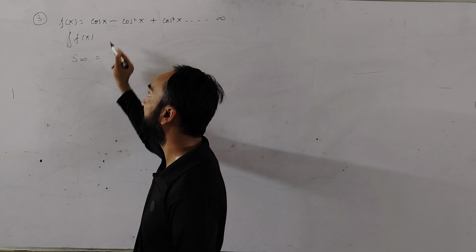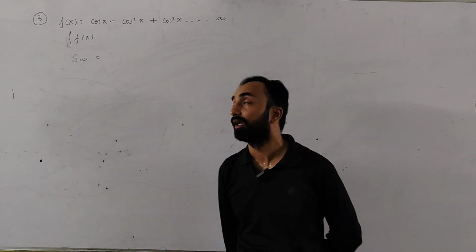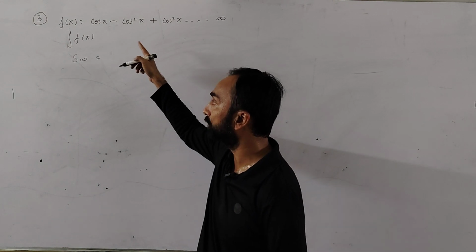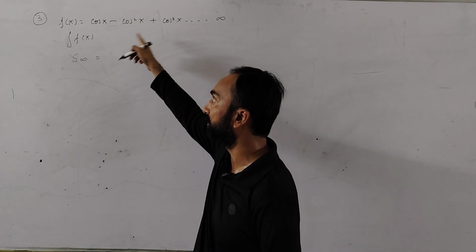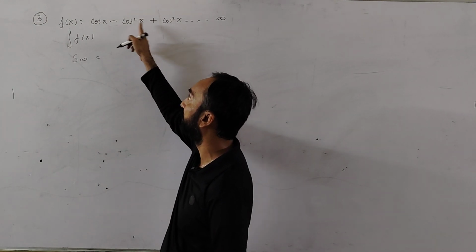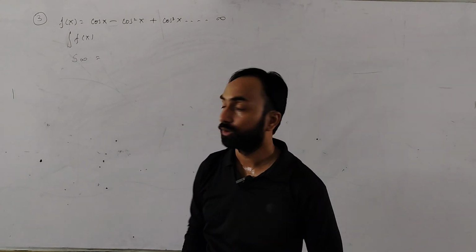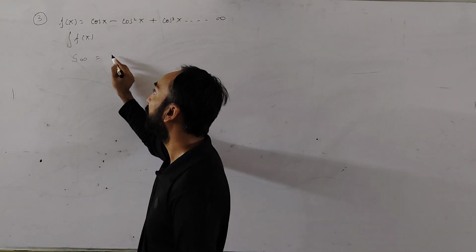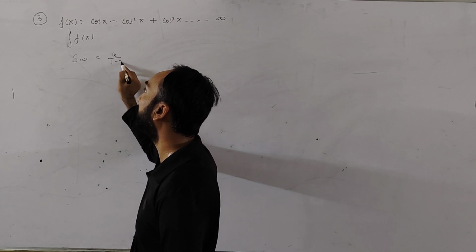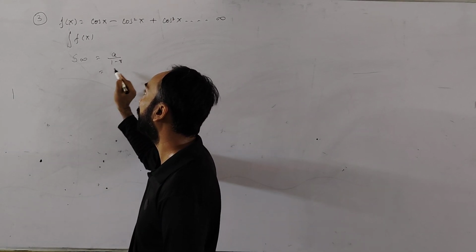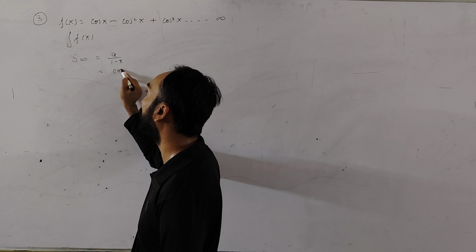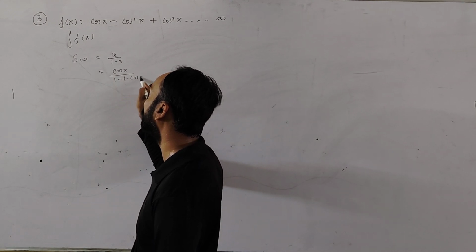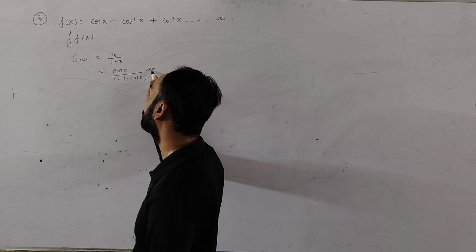So you will see it is in the form of a GP, right? Where the first term is cos x, and the common ratio r is equal to what? Minus cos x, because it is cos x minus cos square x plus cos cube x. So r is equal to minus cos x. So we'll write the sum as a over 1 minus r, and a is cos x, so I can write 1 minus minus cos x, and here it is dx, correct?